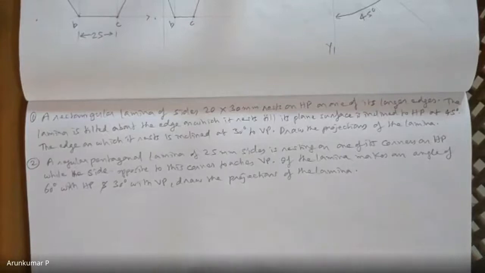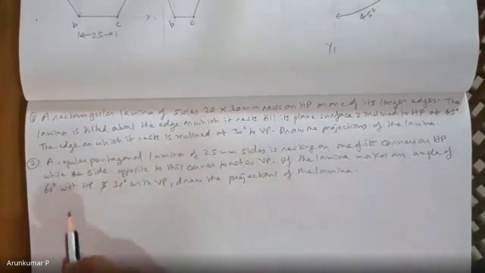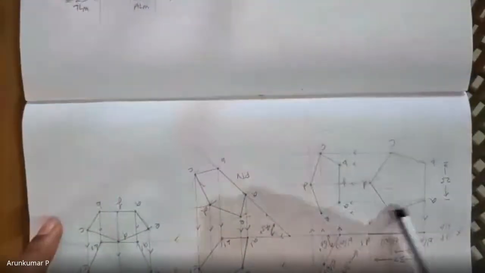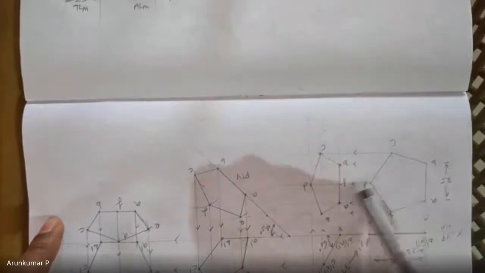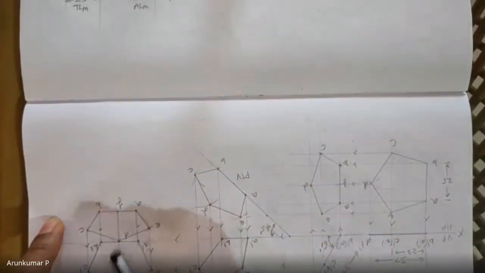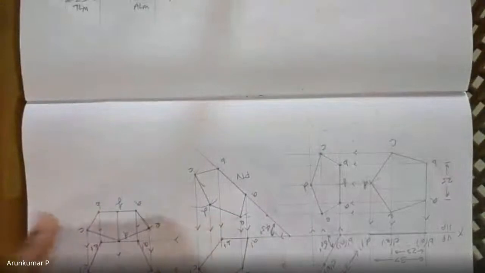Just given to confuse you a bit, because some students may take 30 degrees with VP and do the third step. So it is similar to this step here. But here I think you had one edge on HP and the opposite corner on VP as you did here. But in this case, you will have a corner on HP, so it is resting on a corner, and the opposite edge will be on VP.